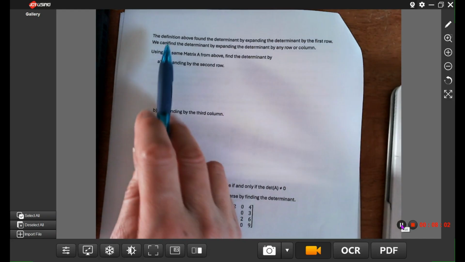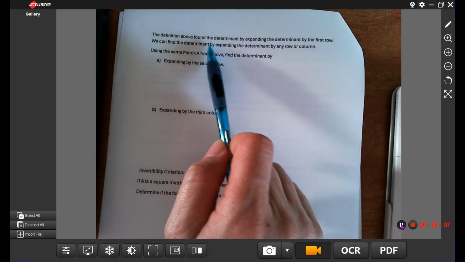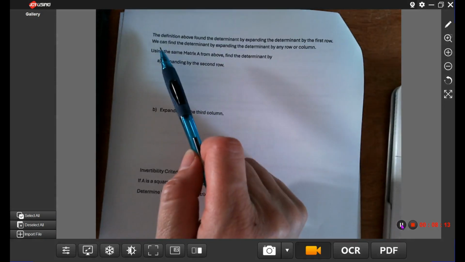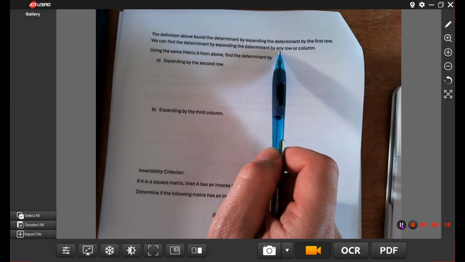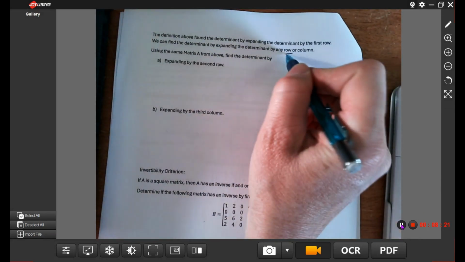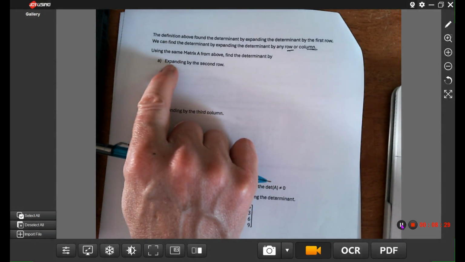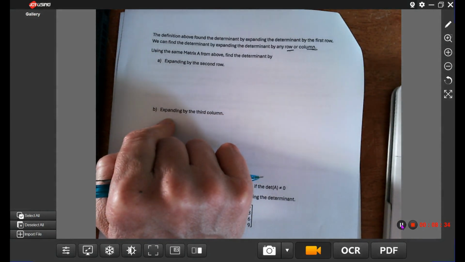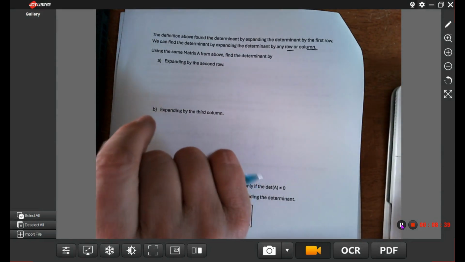So if you turn the page, we're referring back to the definition of finding the determinant. That definition found the determinant by expanding the determinant by the first row. You can actually find the determinant by expanding the determinant by any row or column. So we're going to use the same matrix from above and find it by expanding by the second row, and again by expanding by the third column, just to verify that we will definitely get the same determinant.